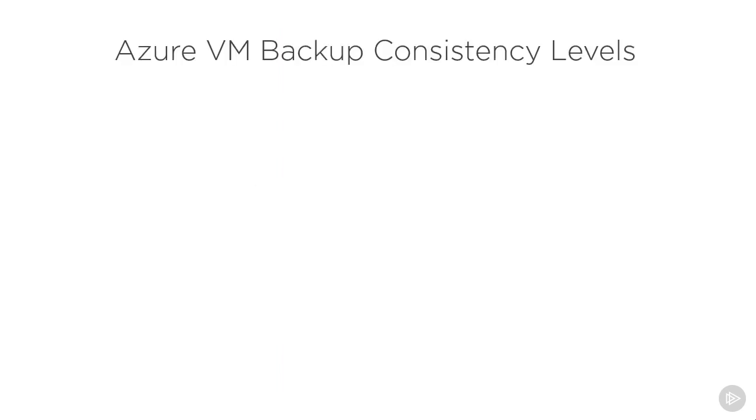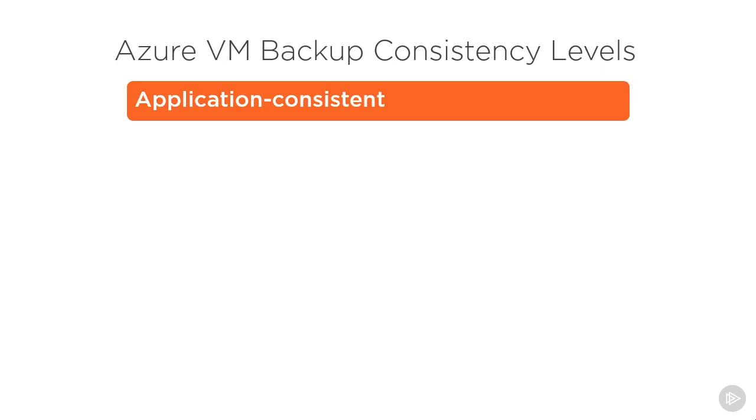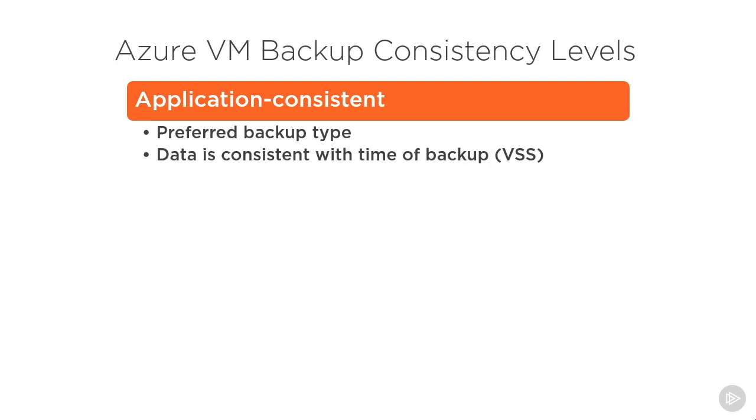Speaking of consistency, it's important that you understand the consistency levels. There are 3 of them that are supported in Azure. The first backup consistency level, the best one, is application consistent. This is the preferred backup type in which your data is consistent with the time of backup thanks to VSS. So Azure is confident with their service level agreements that in a restore situation, the VM will boot up, your applications will work, and your files will be current as of that backup. That's the best kind of consistency.